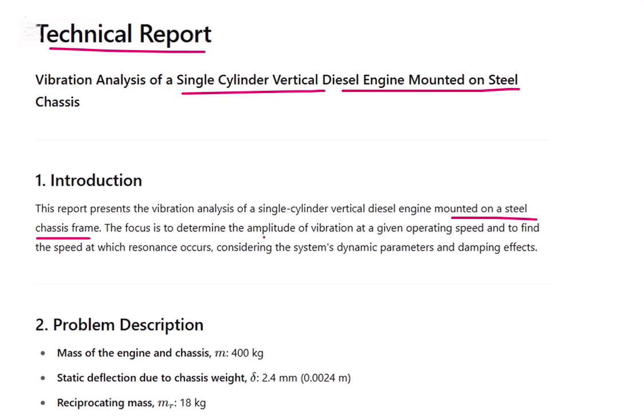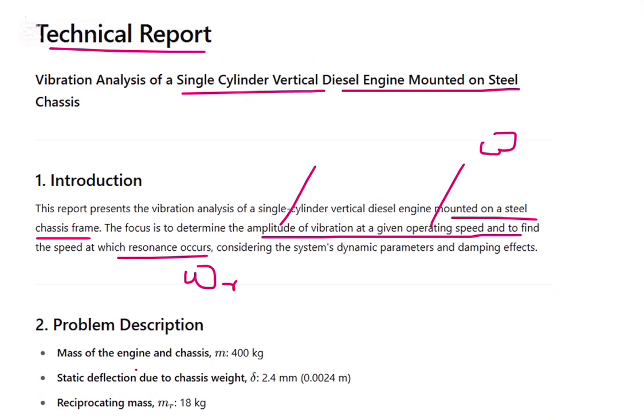The focus is to determine the amplitude of vibration at a given operating speed. So we might be knowing the given operating speed, and we need to find out what's going to be the amplitude of vibration and find out the speed at which resonance occurs. These two are our solution we need to find out, considering the system's dynamic parameters and damping effects.